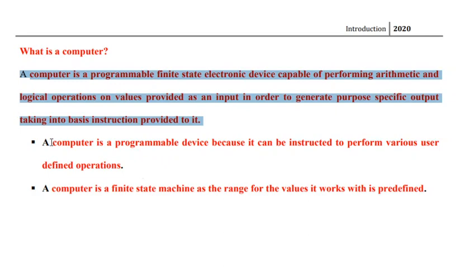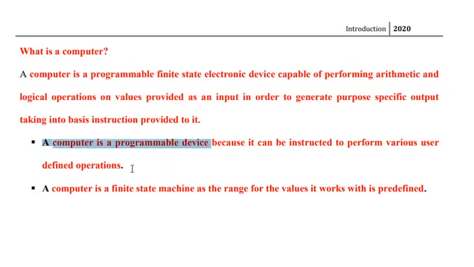Now, a computer is called a programmable device because it can be instructed to perform user-defined operations, whereas a computer is called a finite state machine because the range of values the computer system works with is always predefined. So these are the two fundamental properties of a computer system.